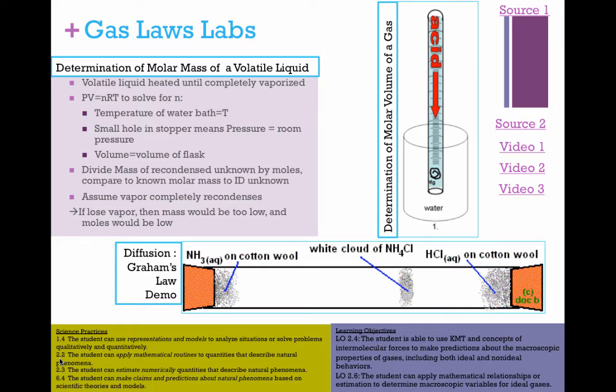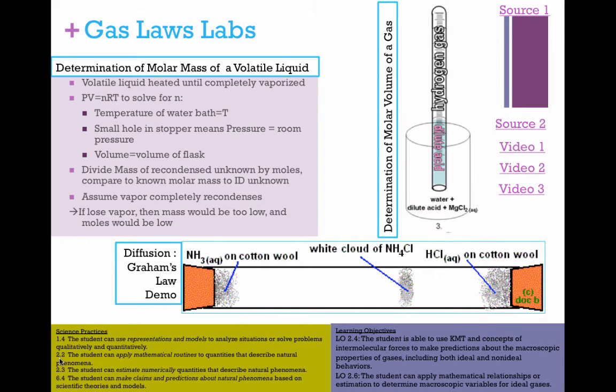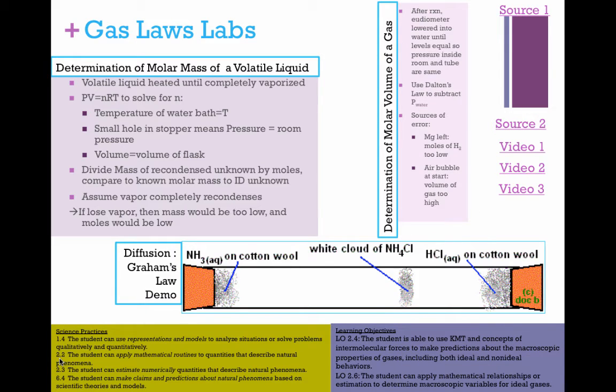We had HCl up here, magnesium. Hydrogen gas went up. You collected the hydrogen gas over water. Don't forget, you collect a gas over water. Total pressure is water vapor pressure plus the pressure of the gas. And then we talked about Graham's law.